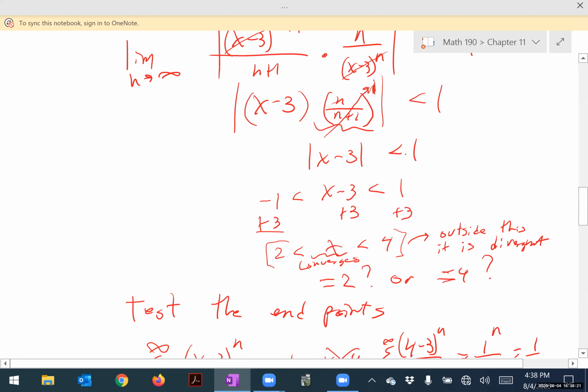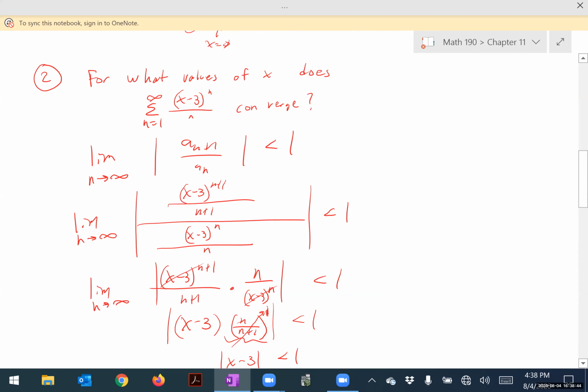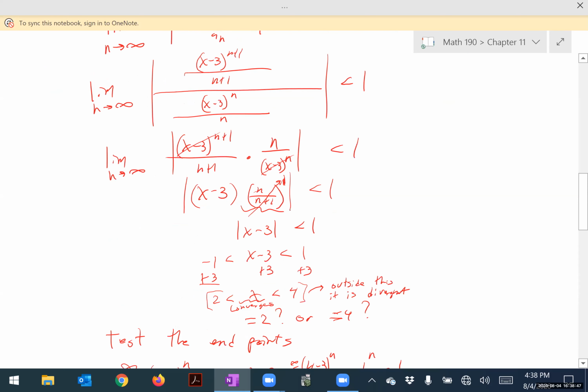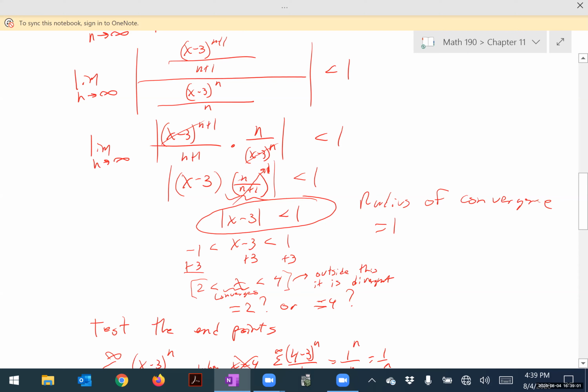Sometimes it's not 1. What if we ended up with something like this? Wouldn't we have to multiply both sides by 2 and then the radius of convergence would be 2? Yes. So it's not always 1, but we do end up with a radius of convergence. In example 2, the radius of convergence was 1, right here.